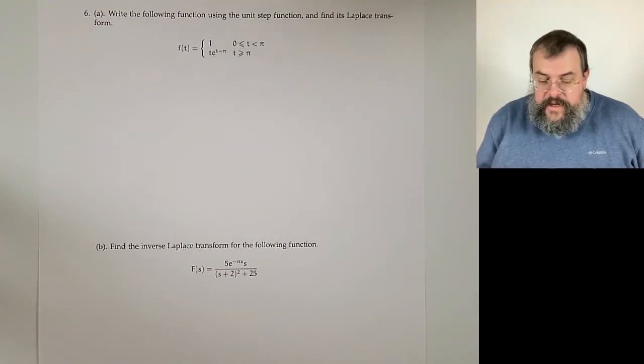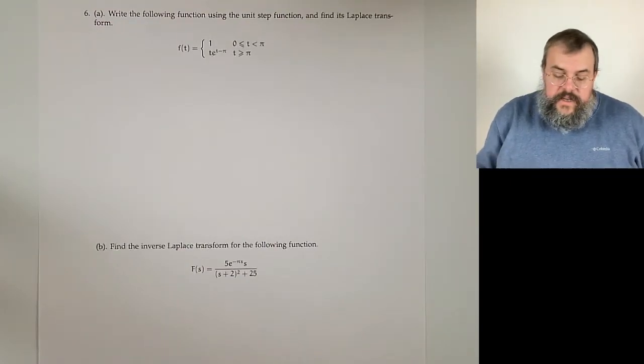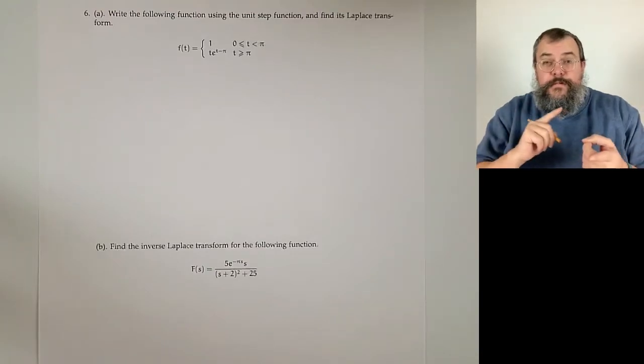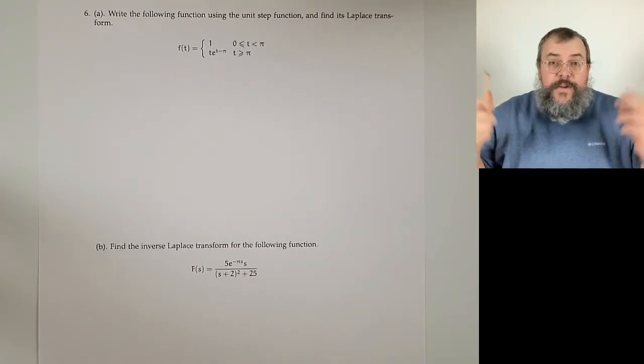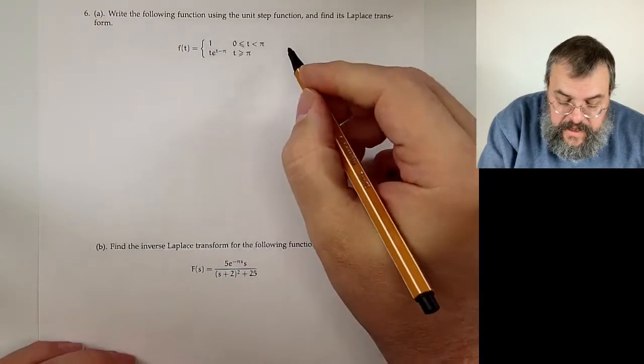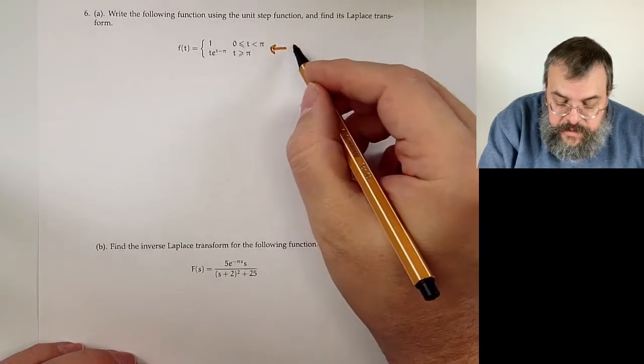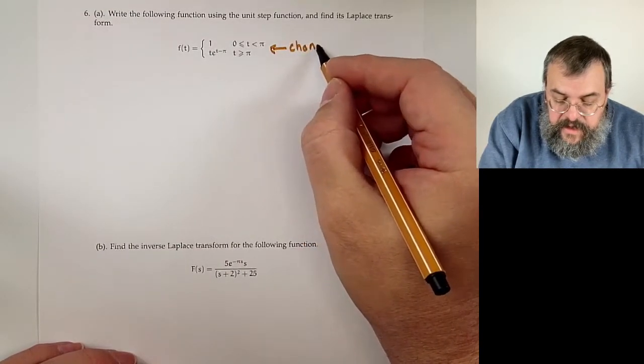Now, the nice thing about the unit step function is you just need to know when do you actually do your step. In other words, when do you transition? And the key here is we change our behavior at pi.